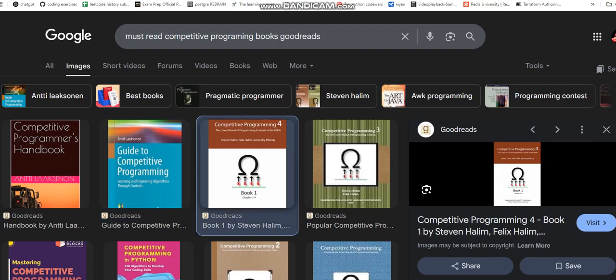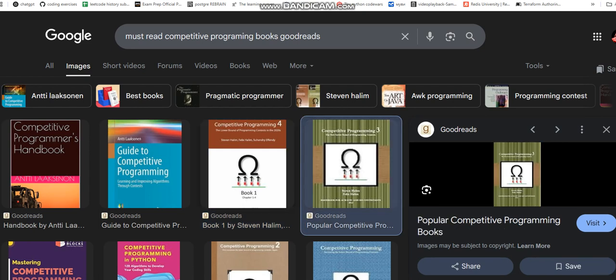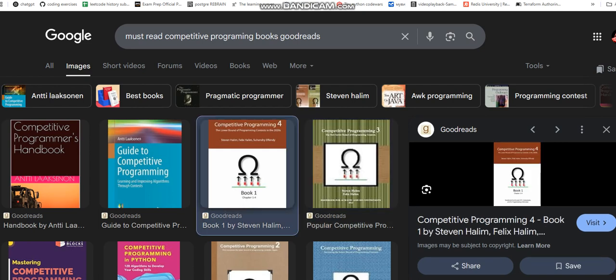Anyways, I'm going to start with another most recommended book, Competitive Programming by Steven Halim. His latest 4th edition has become so big that they divided it into 2 books. So they have 2 books, book 1 and book 2.